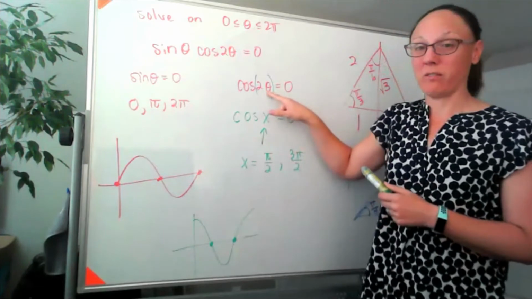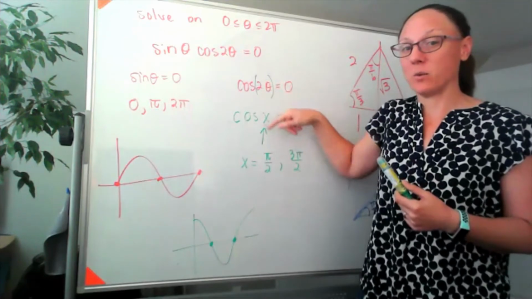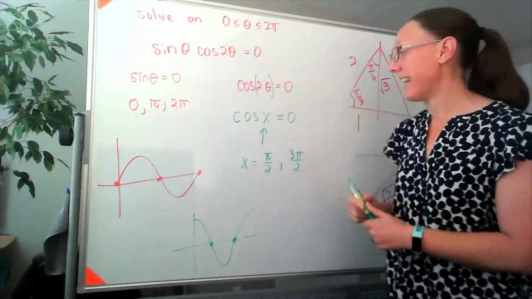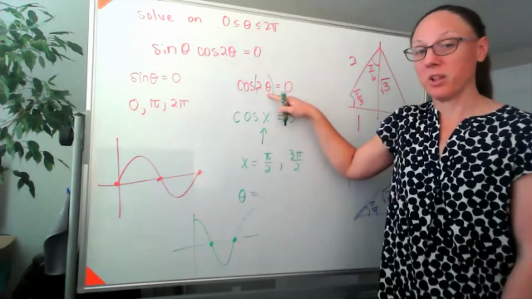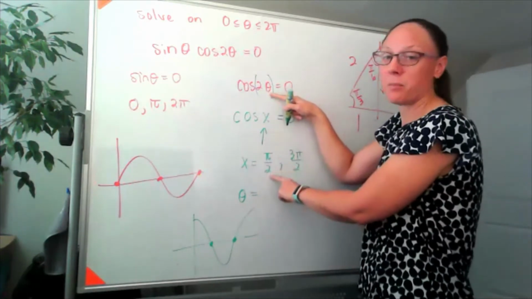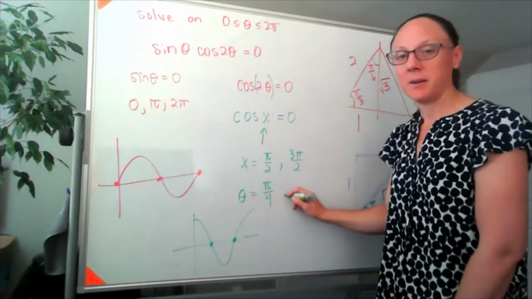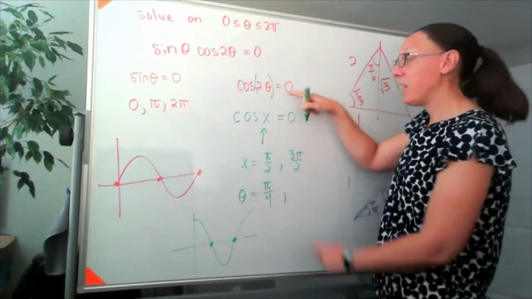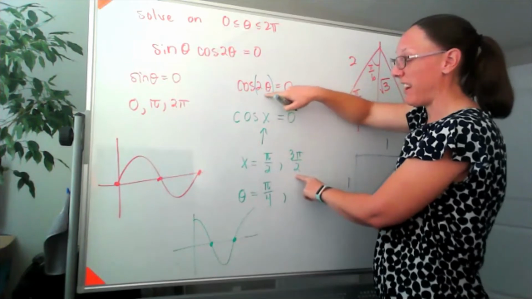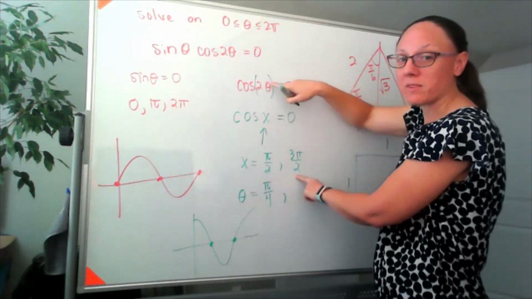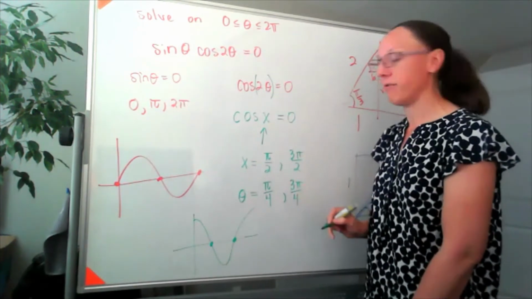These aren't the answers that we're looking for, however, because I've essentially made a substitution that x is equal to 2 theta. And if I'm trying to answer what theta is equal to, then the theta that I would have to plug in here in order for x to turn into pi over 2 would actually be pi over 4. And in order for x to be 3 pi over 2, the theta that I would have to plug in so that 2 times theta was equal to 3 pi over 2 is 3 pi over 4.